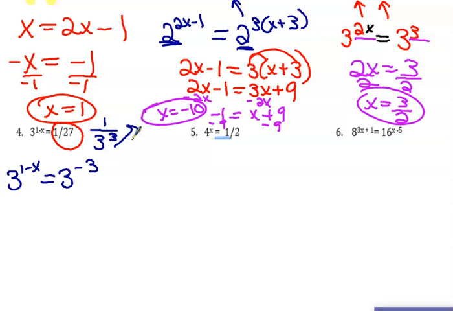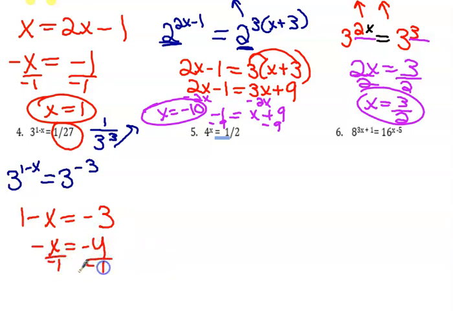Now I'm going to make these equal to each other. So 1 minus x equals negative third. Move over the negative 1. And divide the negative 1 to both sides. And x equals 4. Okay, it's one of those things that it seems pretty easy, but you don't want to make little mistakes. So I'd highly recommend you working these out. So I want you guys to try number 5 and check back.